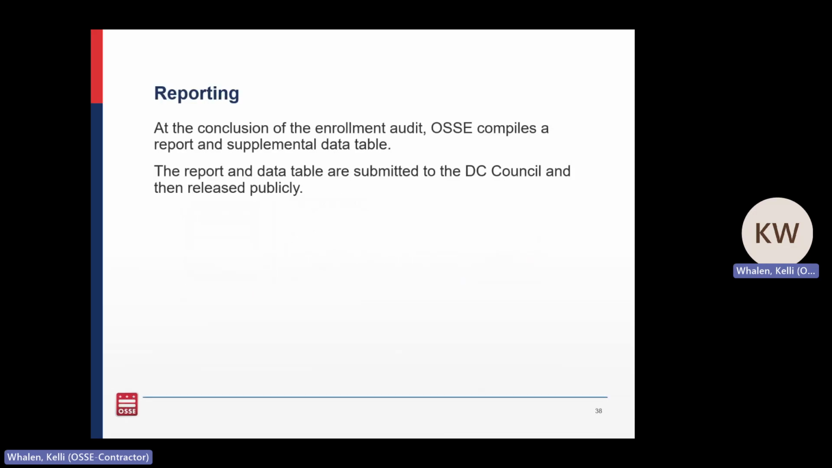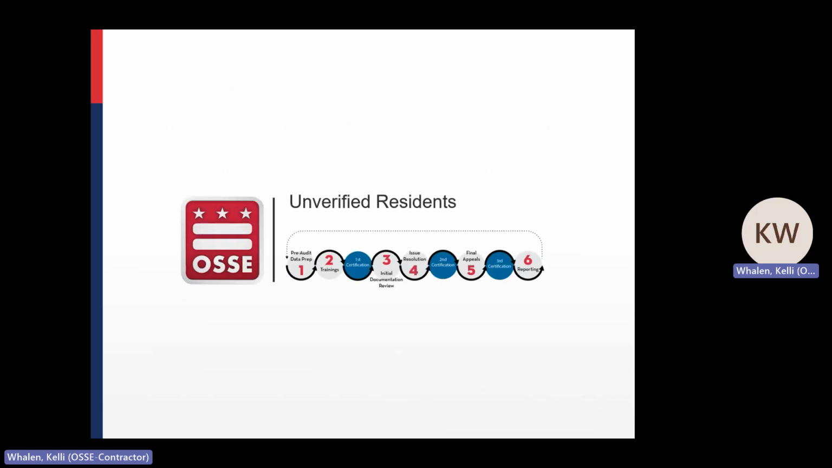This is reporting. At the conclusion of the audit, we compile a report and a supplemental data table, which goes to DC Council and then is eventually released to the public. It includes all the high-level outcomes of the audit. So final resident numbers for each LEA, unverified residents, all kinds of different data points relating to the audit results.